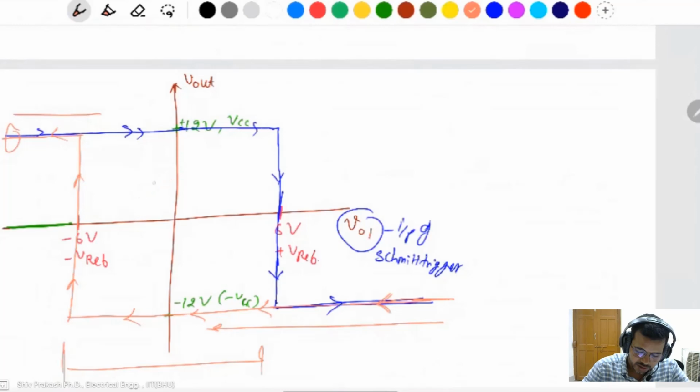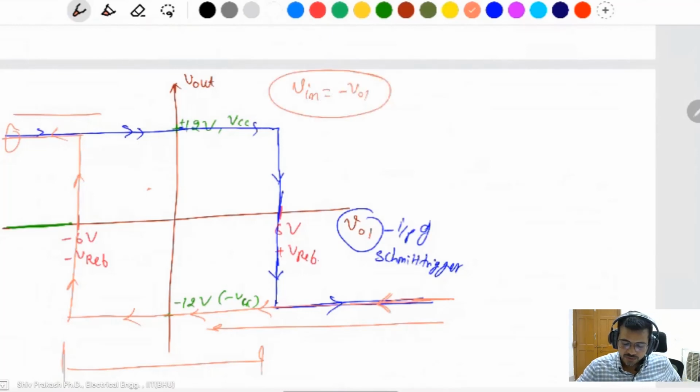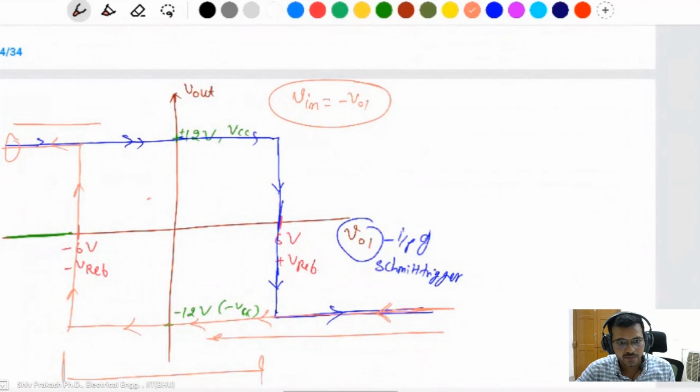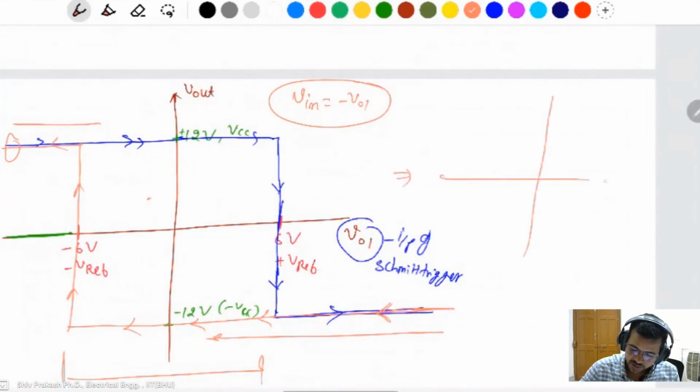But here, V in is equal to minus of V naught 1. Then the same graph is reverted. Same thing, but in the reverted direction. All the reference points will be the same, the output will be the same, but the graph will be reversed.